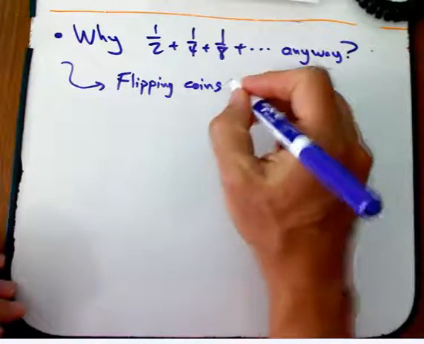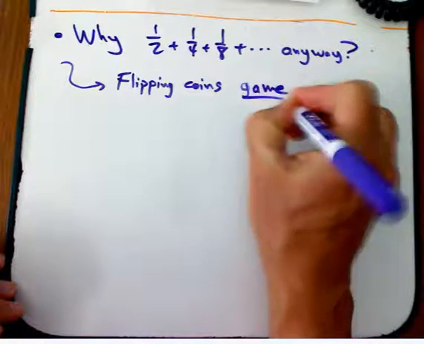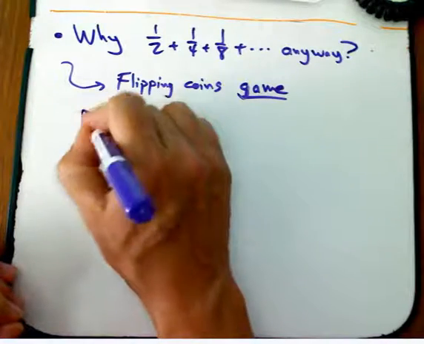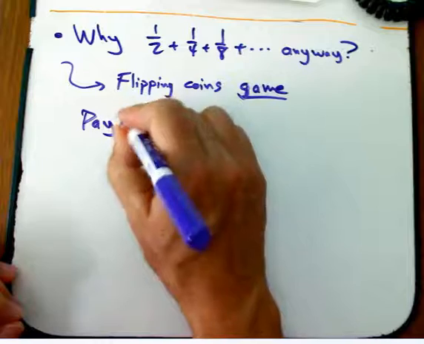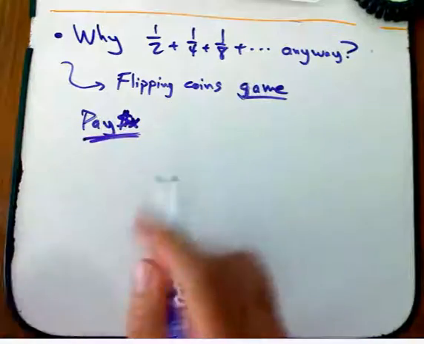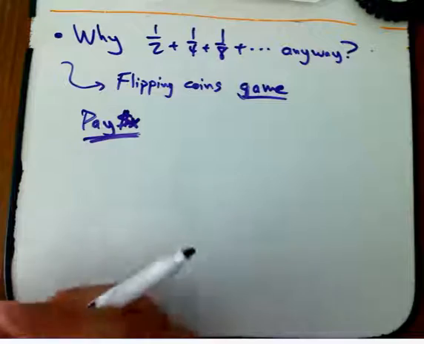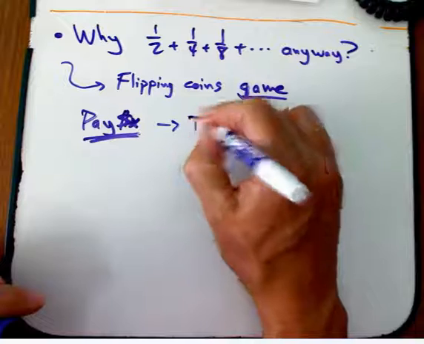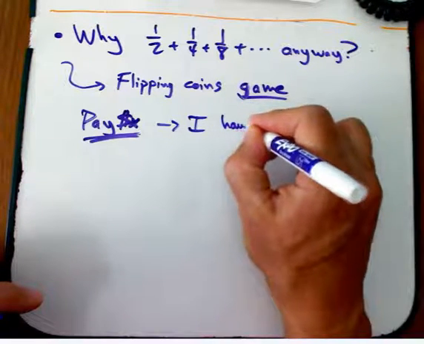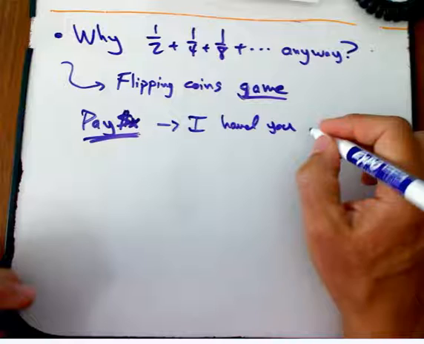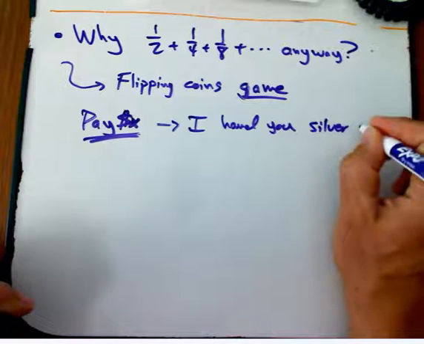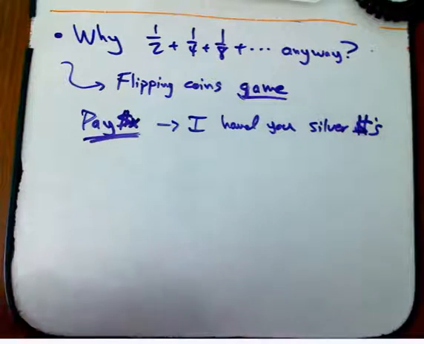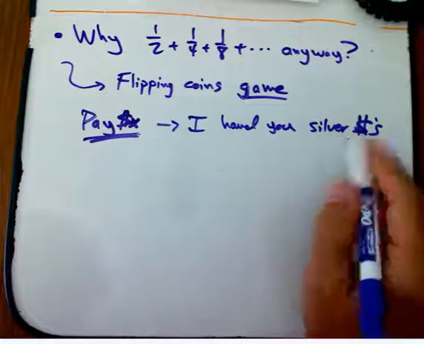So we're going to have a game, a gambling game, basically, about flipping coins. And you're going to pay X amount of dollars, and eventually we're going to see how much you should actually be willing to pay for this game. We're going to leave that open for a little bit. And then I hand you, one after another, silver dollars, dollar coins, things worth $1, and you flip them.